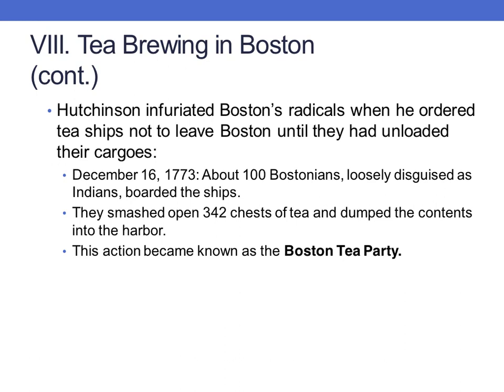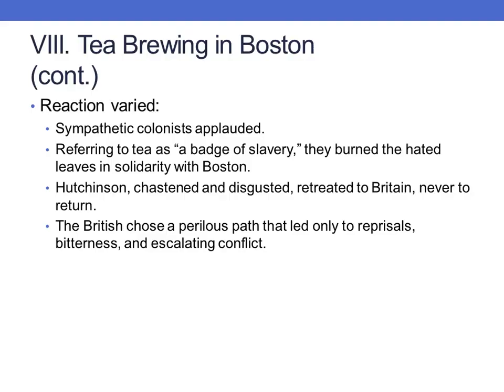So in the middle of the night on December 16th, 1773, 100 Bostonians loosely disguised themselves, but it was really a half-hearted attempt to disguise themselves. Think of a really bad costume party. They jump on there and smash the 342 chests of tea and dump them into the harbor. And as we know, this becomes the Boston Tea Party. This in turn is going to cause the British to crack down on Boston.